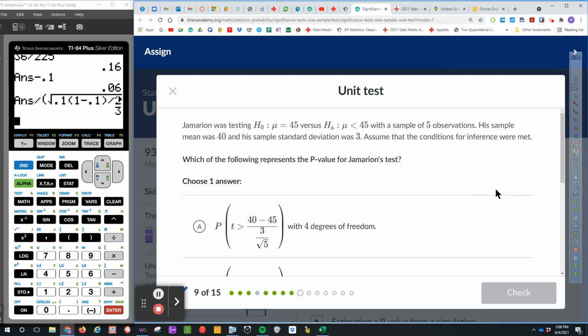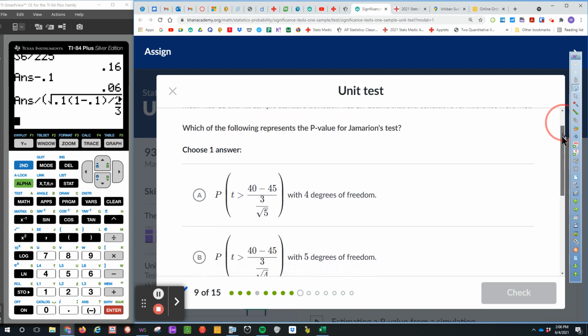Jamarian was testing the null hypothesis that the mean equals 45 versus the alternate hypothesis that the mean is less than 45, with a sample of 5 observations, n equals 5. His sample mean was 40 and his sample standard deviation was 3. Assume that conditions for inference were met.